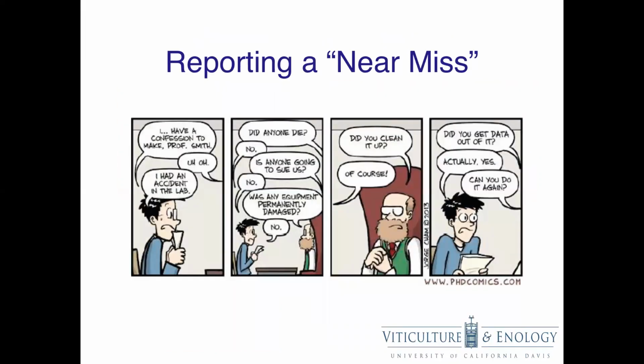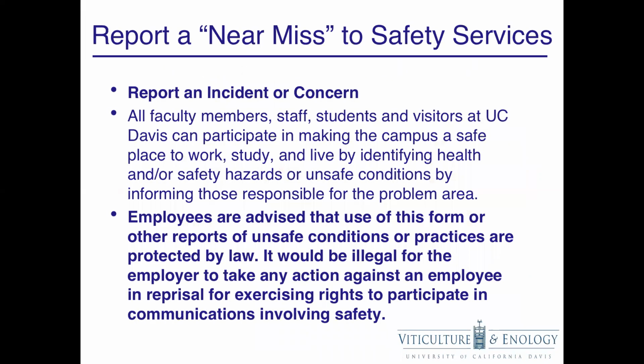So we talked about laboratory accidents, but what about near misses? These are important as well, as they can help prevent accidents from happening in the future. Any incidents or concerns may be reported to safety services. A form for this can be found in the department's IIPP.